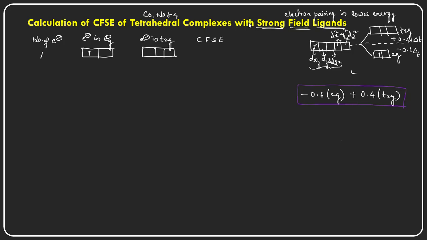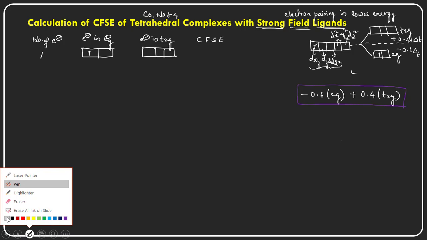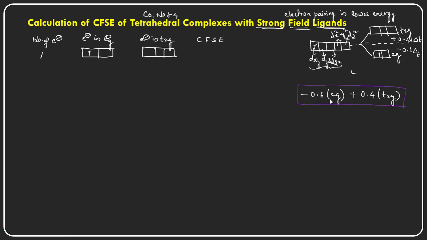We can use this formula for either weak field ligands or strong field ligands. This formula is useful to calculate the crystal field stabilization energy values for these complexes. So as per this formula, minus 0.6 into the electrons present in the Eg orbitals plus 0.4 into the electrons present in the T2g orbitals. So how many electrons are there? Only one electron is there. So minus 0.6 into 1 plus 0.4 into, there are no electrons, empty orbitals are there.